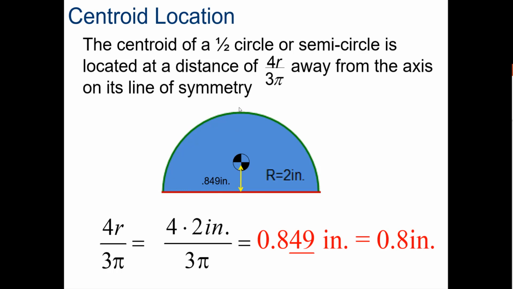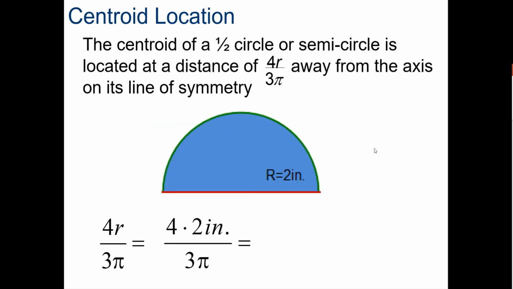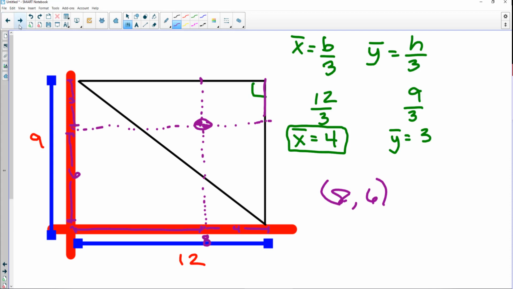So the line of symmetry is here. And then we use 4 times the radius, 4 times 2, divided by 3 pi, which equals about 0.849. I don't like that they rounded this, so let's stay with 0.849. That tells us how high up we have to go on the line of symmetry. So let's do an example of that over here on the smartboard.